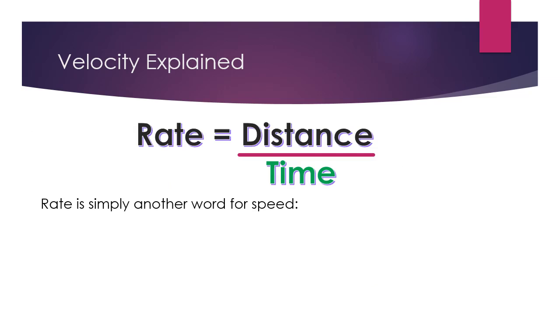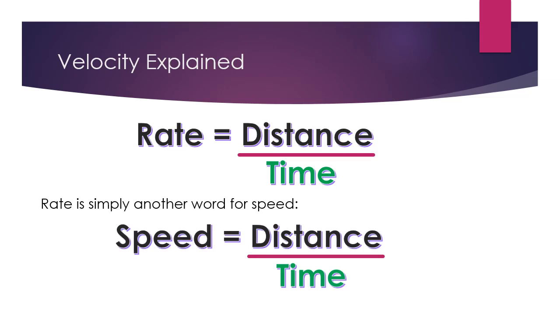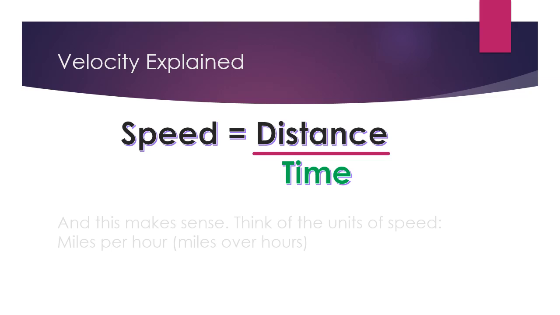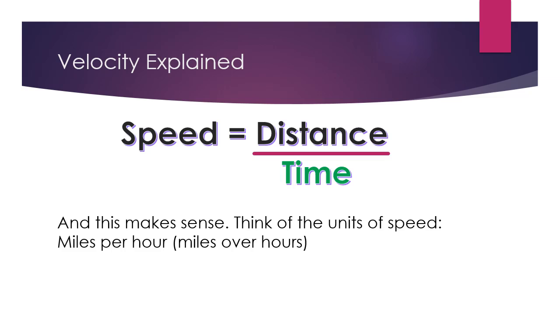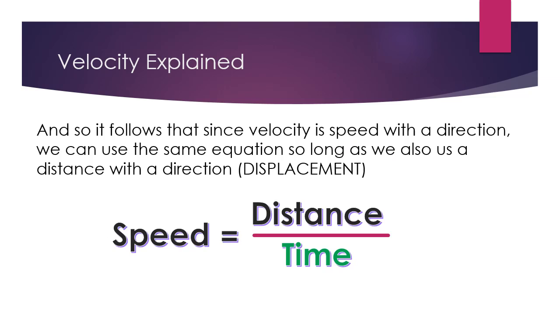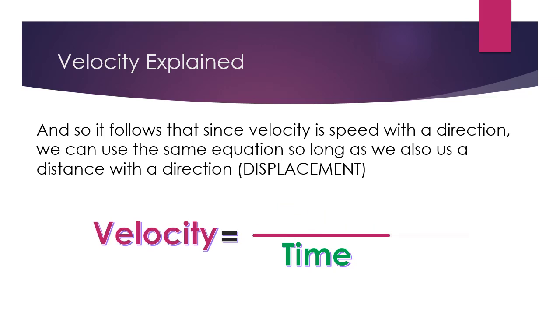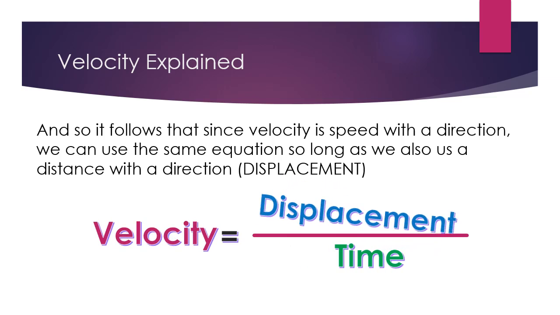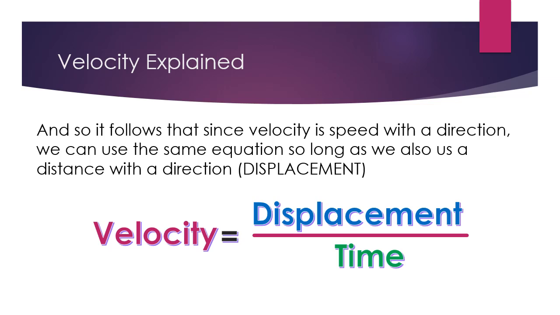Now, if we take rate equals distance over time, and we know that rate is simply another word for speed, we can say speed equals distance over time. And that makes sense, right? Because if speed equals distance over time, that's how we get units like miles per hour. Miles over hour, right? Miles per hour. And so it follows that since velocity is speed with a direction, we can use the same equation as long as we also use a distance with a direction, which is displacement. So, if we were to get rid of speed and call it velocity, we would have to get rid of distance and turn it into displacement. So velocity, by definition, is displacement over time.